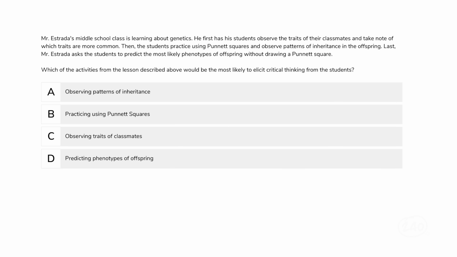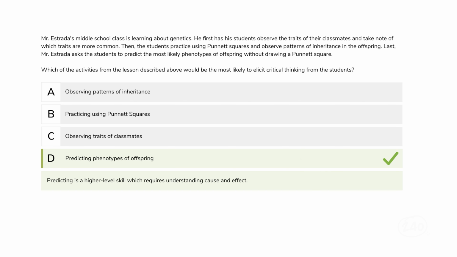Remember Bloom's taxonomy? This question provides a summary of a lesson. But let's first look at the real question. Which of the activities from the lesson described above would be the most likely to elicit critical thinking from the students? Choice A and C are both about observing things. That's a pretty low level of Bloom's, so no critical thinking here. In choice B, students are practicing, so they are working with material, but we're still not thinking critically. But in choice D, students will be predicting. Now we're at a higher level with critical thinking about cause and effect.